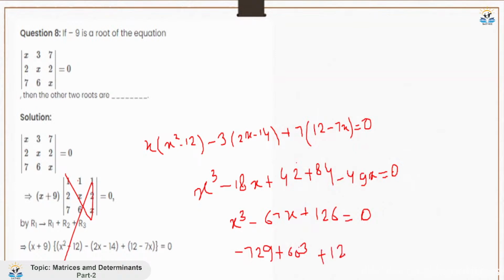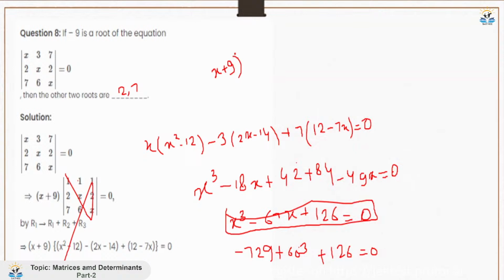Let's check if we got the right equation. So 9, 2, 7. Yeah, it is coming out to be equal to 0. So this is my correct equation. Now it's simple. Just divide this equation by x plus 9. You will get the other two roots, x minus 2 and x minus 7. From there, you can say that the other two roots are 2 and 7.